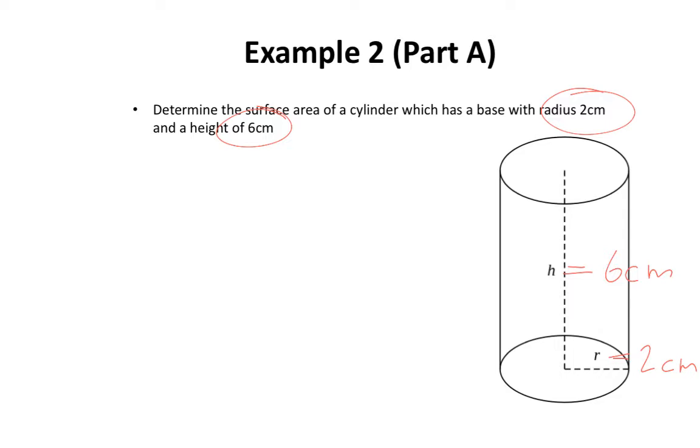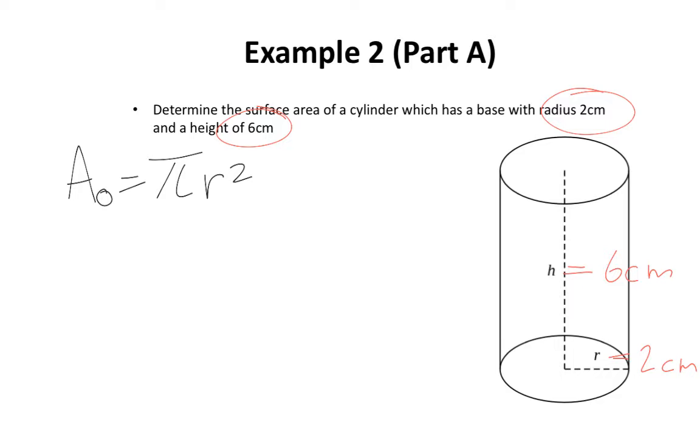If we're trying to figure out the surface area of a cylinder, that means we're going to have to find the area of each of the faces and add them up. So the bottom and top of the cylinder is pretty simple because those are circles. And the equation for area of a circle is pi r squared.